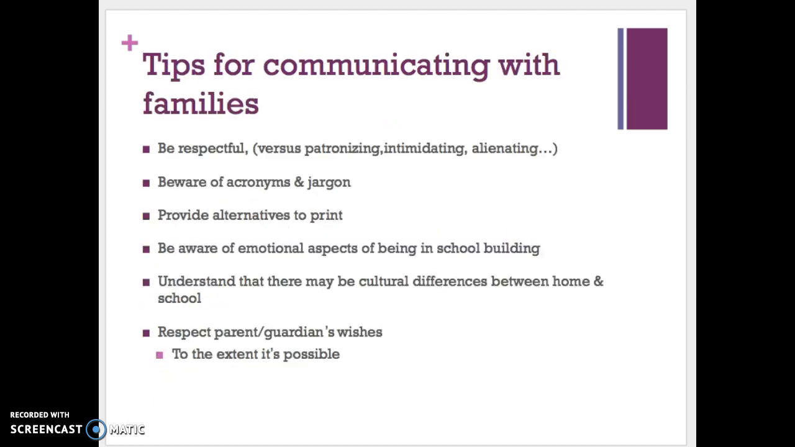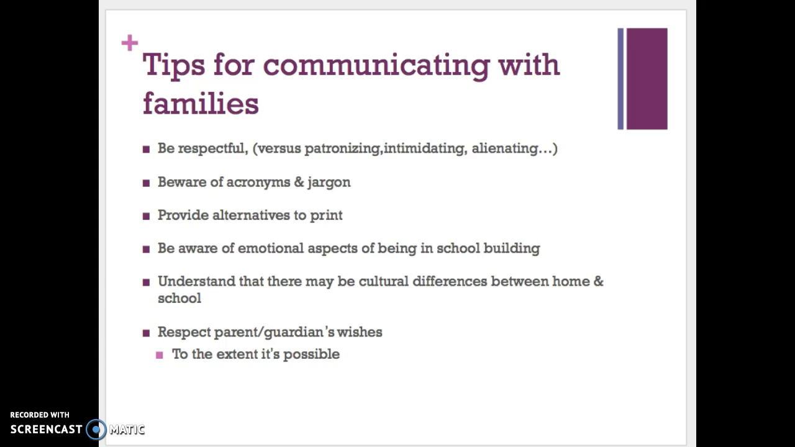So some tips for communicating with families. First and foremost, be respectful. We're going to avoid patronizing or intimidating or alienating parents or families. Consider the family culture, and that families are the experts and number one source of information on those students, on their children. So we also need to understand that parents may have had negative experiences with school, so we need to also just be sensitive to that and consider cultural differences between home and school.